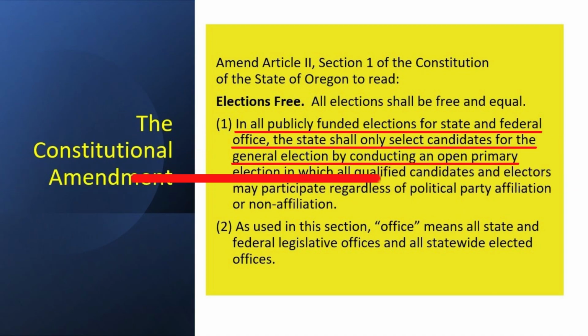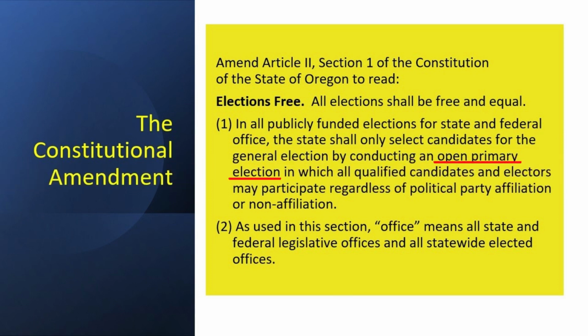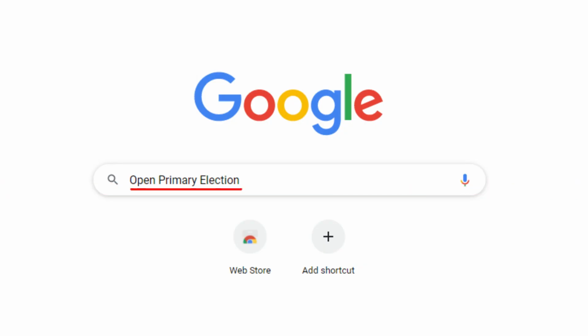In all publicly funded elections for state and federal office, the state shall only select candidates for the general election by conducting an open primary election. Where it says open primary election, that must mean a top 2 or top 4 primary election, or maybe a top 5, right? Let's Google the phrase, open primary election, just to be sure.